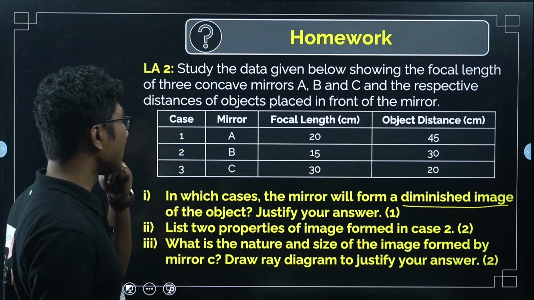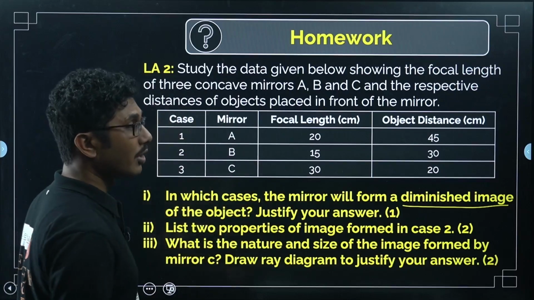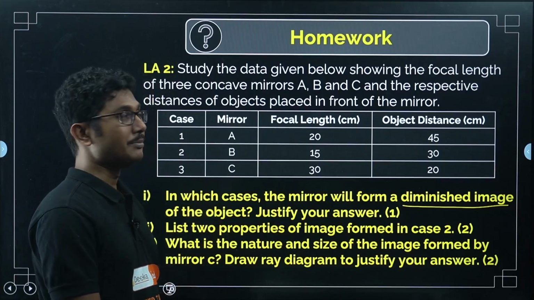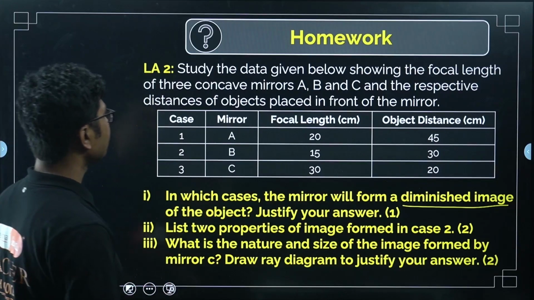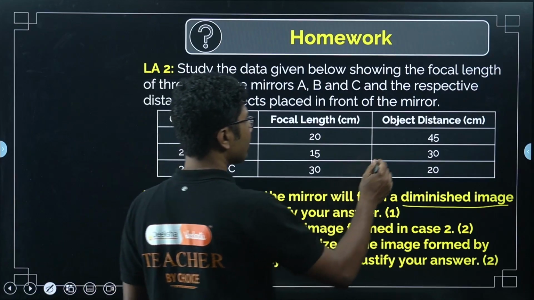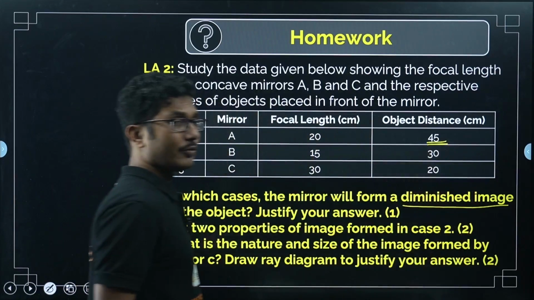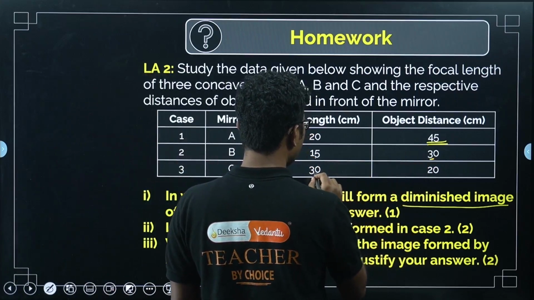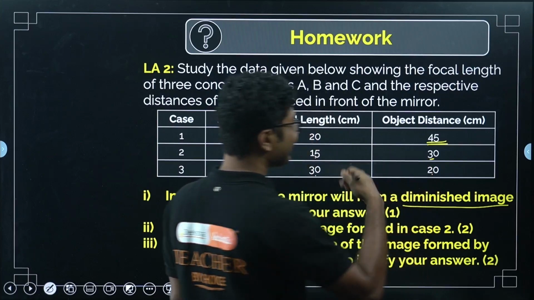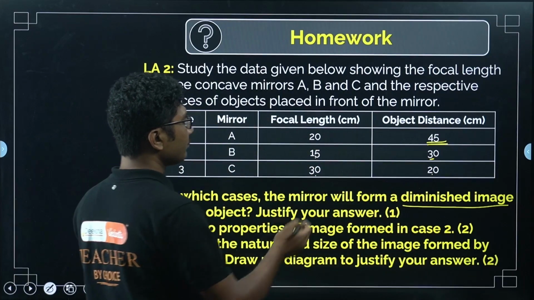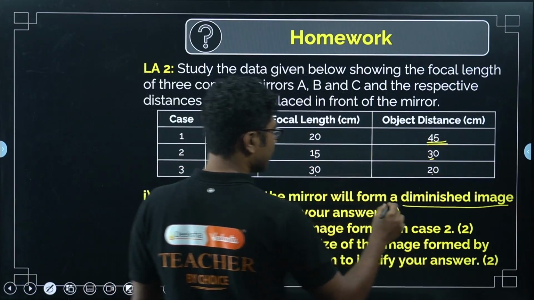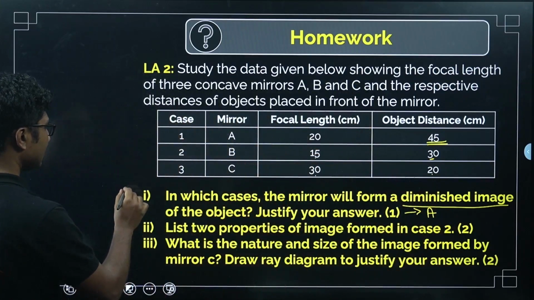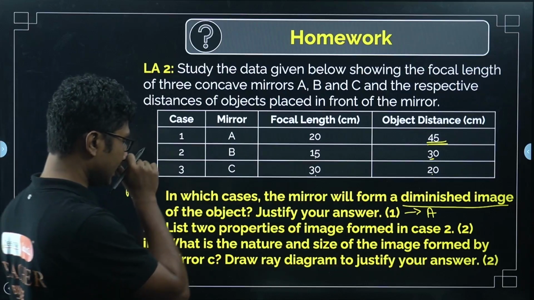So obviously all of them are concave mirrors, so only when the object is beyond the 2f the image will be diminished, right? So beyond 2f is only possible in this case. If in this case it is exactly at 2f, in this case it is even less than f. So for mirror A, first answer should be mirror A. Okay, mirror A is the correct answer. I already answered this question. Now let's look into the next question.